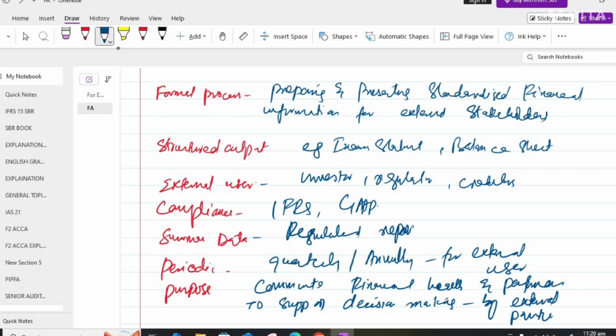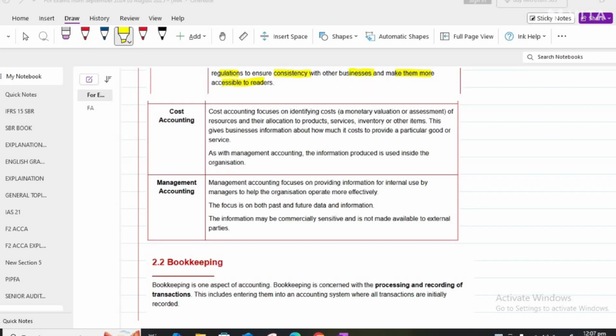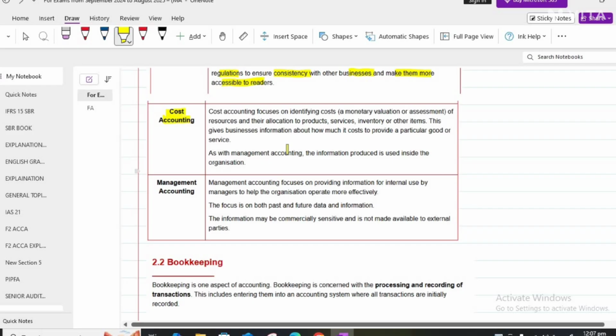So let's start with cost accounting. What is cost accounting? Cost accounting focuses on identifying cost, meaning a monetary valuation of resources and their allocation to products, services, inventory, or other items. So this gives businesses information about how much it costs to provide a particular good or service. As with management accounting, the information produced is used inside the organization. So let's elaborate the concept of cost accounting.